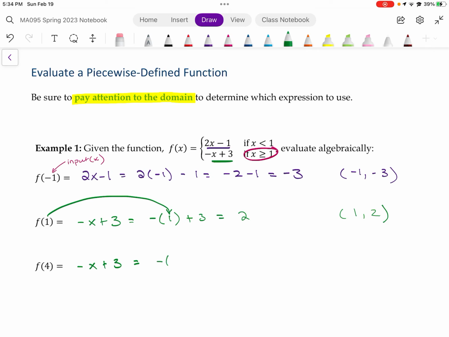So negative 4 is our number. Plus 3. Negative 4 plus 3 is negative 1. So for this point, the input is 4, the output is negative 1. So there's our point, 4, negative 1.